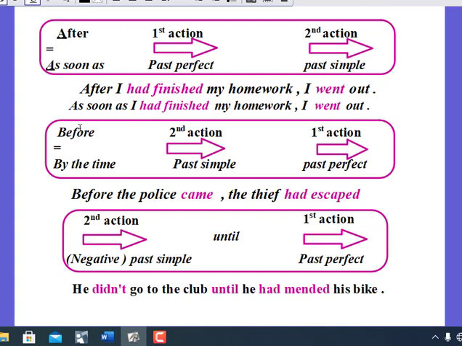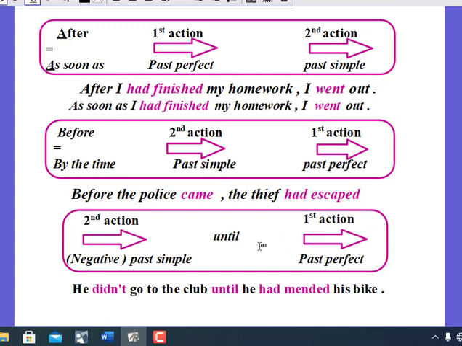Let's talk about before and by the time. Before and by the time, B and B, and after them we put the second action. In the other part of the sentence, you put the first action, which is the past perfect. So: before the police came, the thief had escaped. Here we have the second action, and here the first action.